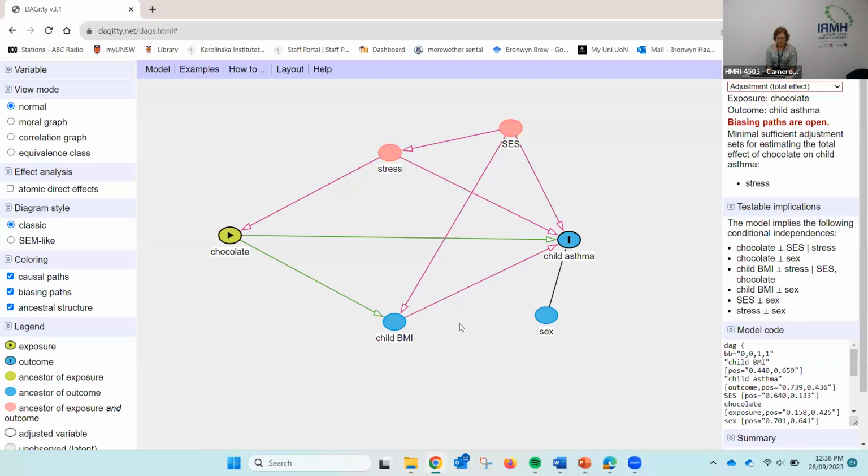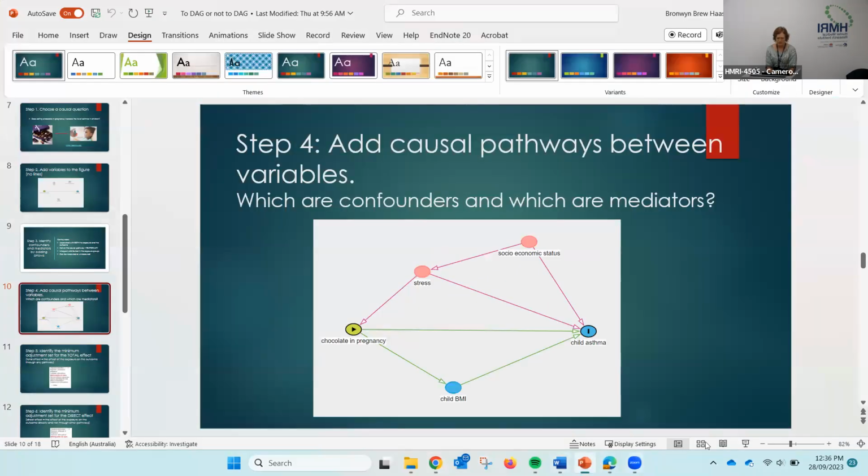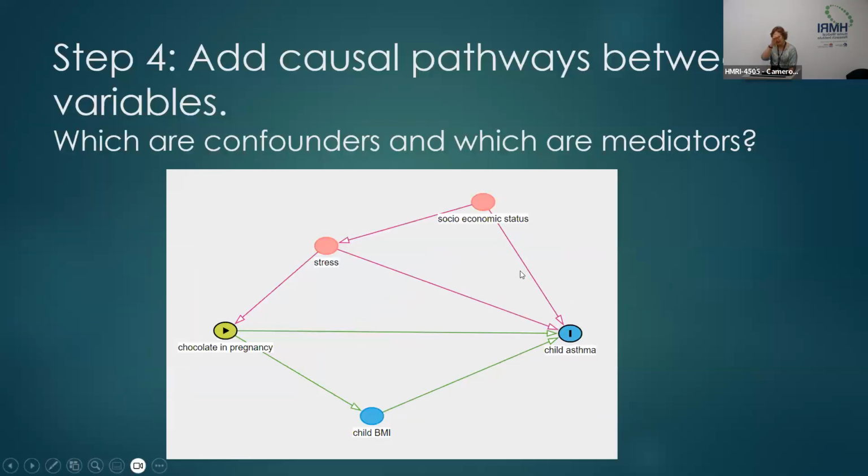Yeah, okay, we all good? Okay, so let's get back to the PowerPoint. So, I've simplified mine now, didn't have the socioeconomic status to child BMI step, but I should.